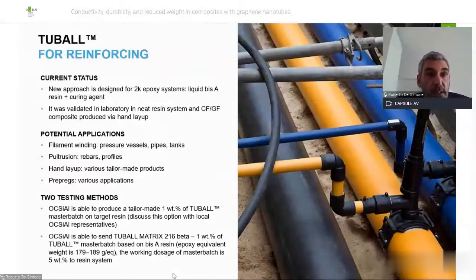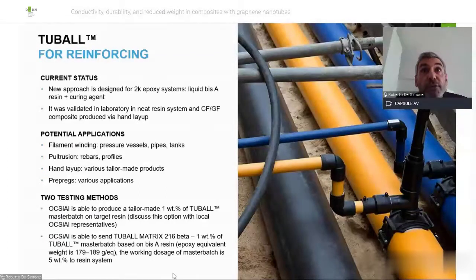Basically, we are using two different approaches. The first one is to design the 2K epoxy system. The first results we got so far are mainly related to the 2K epoxy system, and it was validated in our lab. The potential application, well, the epoxy system is commonly used in filament winding for pressure vessels, pipe tanks, as I highlighted before, pultrusion as rebar profile and also beam, hand layup, and pre-preg for different kinds of application.